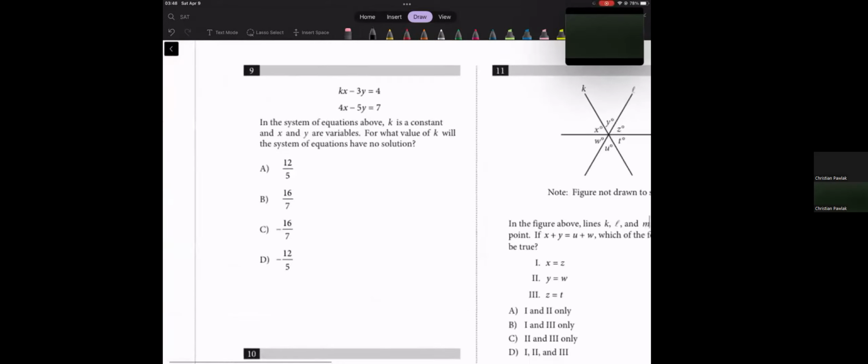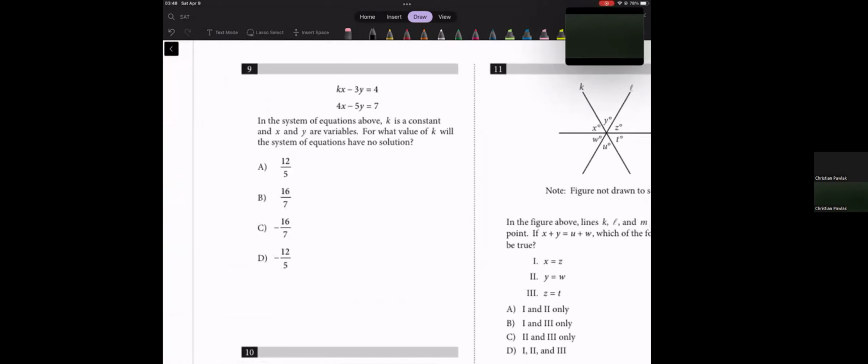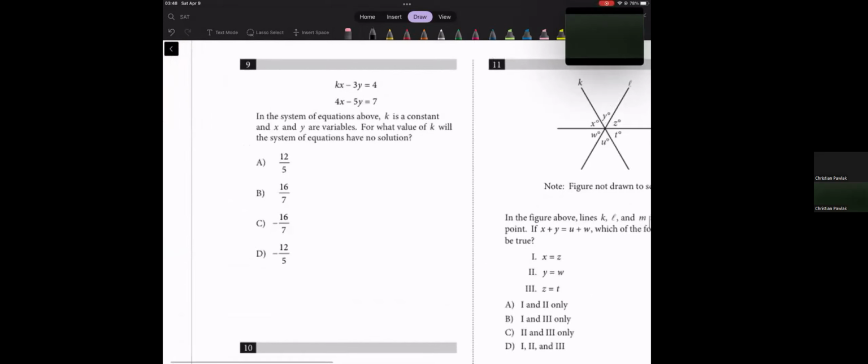Okay, moving on to number 9. In the system of equations above, k is a constant. X and y are variables. For what value of k will the system of equations have no solution? So these are both lines. Just by looking at them, you know it's just x and y, no squareds, no square roots, nothing special. They're just lines. For what value of k will the system of equations have no solutions?